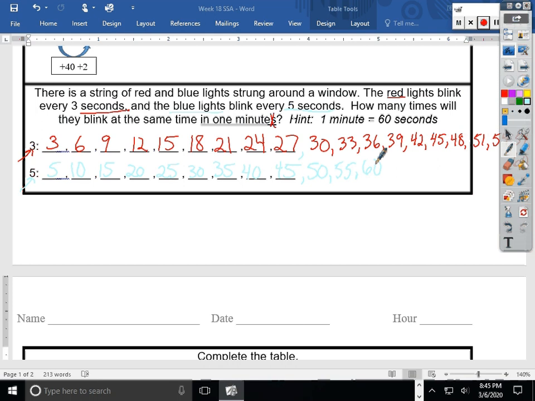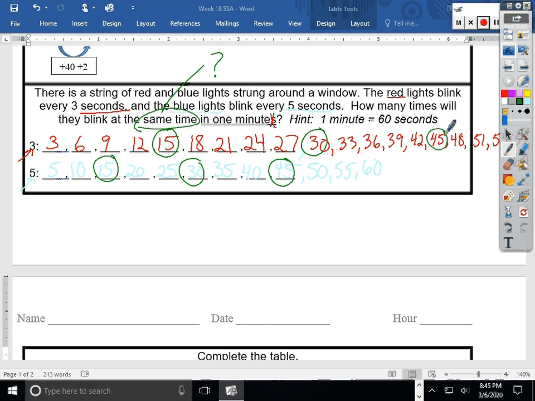Now remember, it's asking how many times will they blink at the same time, so I'm going to kind of circle my question. I love to do that and kind of indicate that's what I'm trying to find, the same time. So let's look for some common numbers in our multiples list. So what's the first thing you see they have in common? I notice that they both have a 15. Keep looking. Do you notice anything else that they have in common? Hopefully you notice that they both have a 30. And anything else you see here? Oh, they both have a 45.